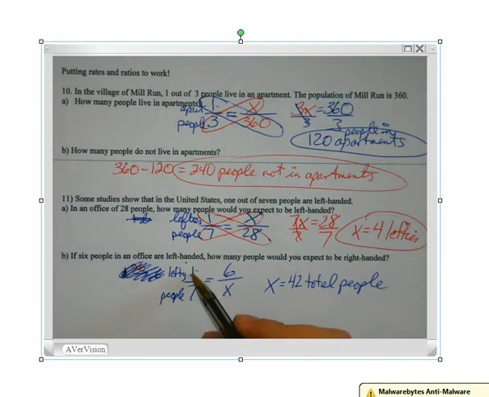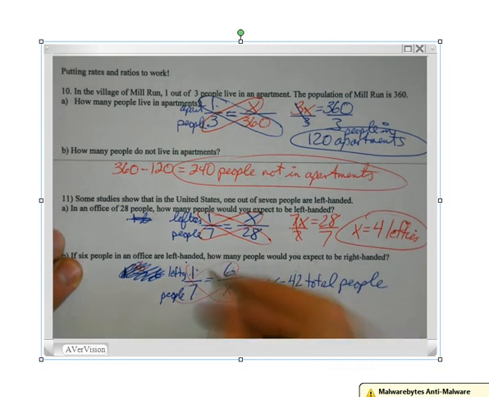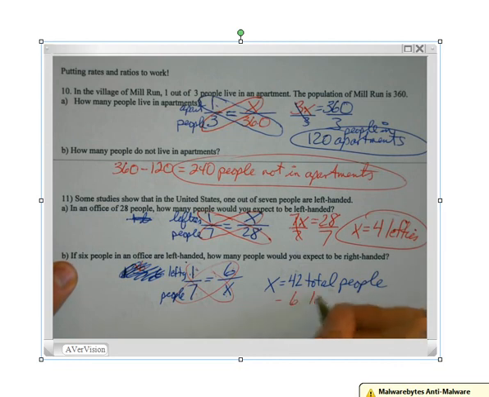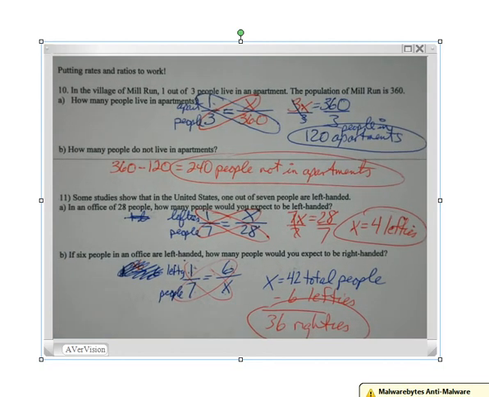Because if one person out of every 7 is a lefty, and there are 6 lefties, I line up the lefties in the same part. And I do this deal, okay? There's 42 total people, but 6 of them are left-handed. 36 righties. Okay?